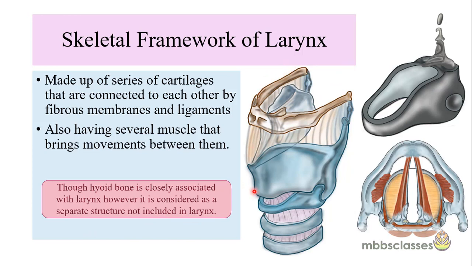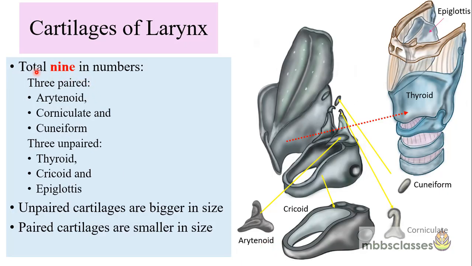So we can see here in this image, this is the thyroid cartilage, the epiglottis, cricoid, arytenoid, corniculate cartilage, and this one is cuneiform cartilage. So we can see in this picture that the larynx is made up of a series of cartilages that are interconnected with the membranes, and somewhere they are also connected with the ligaments. This is the cross section of the larynx, and this is the larynx from the outer aspect.